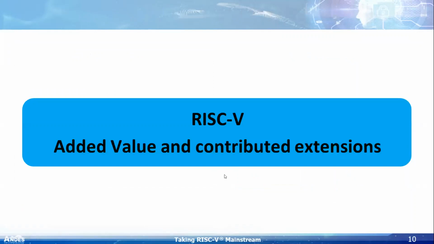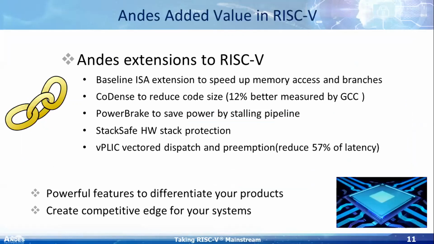The next point I want to show is the RISC-V. So why would you go for an embedded vendor like Andes? Firstly, Andes, we do have some baseline extensions that help you speed up memory access and also branches. Then we have a feature which is Codense. If we are using Codense, we get 12% better code size measured by GCC. So the standard RISC-V GCC compiler compared to our Codense is 12% bigger.